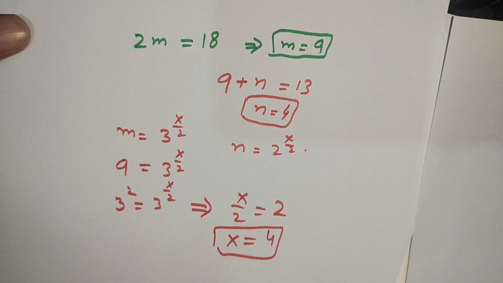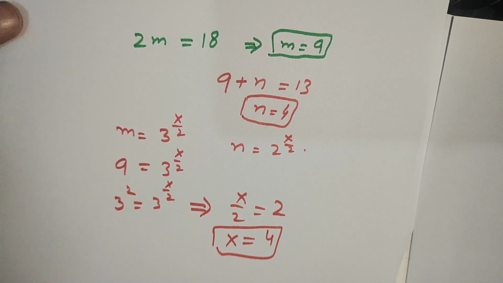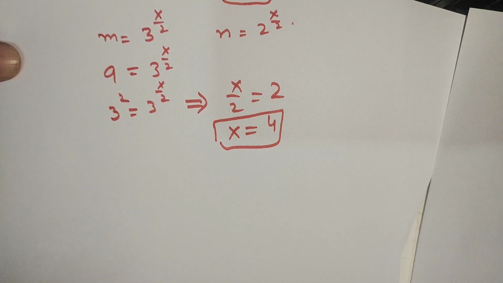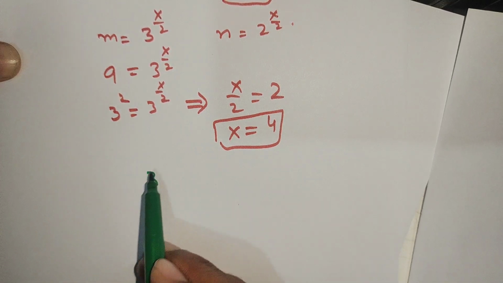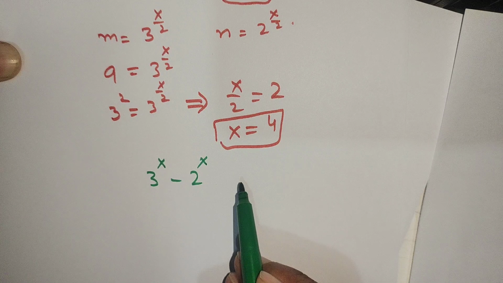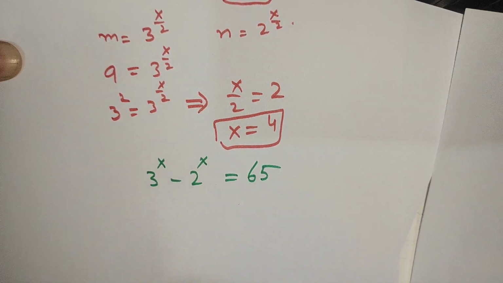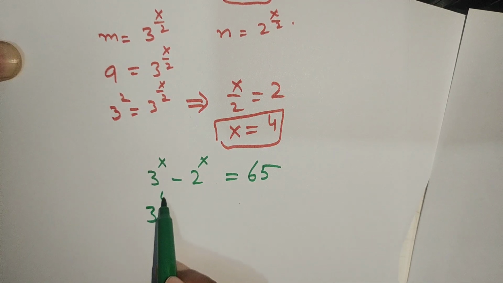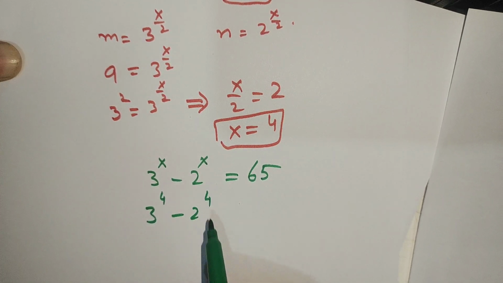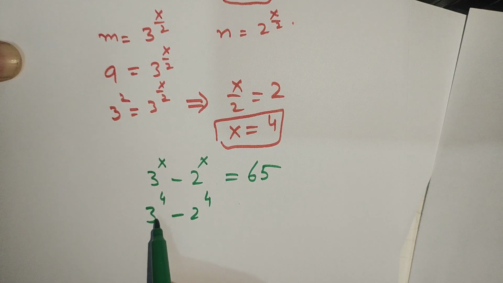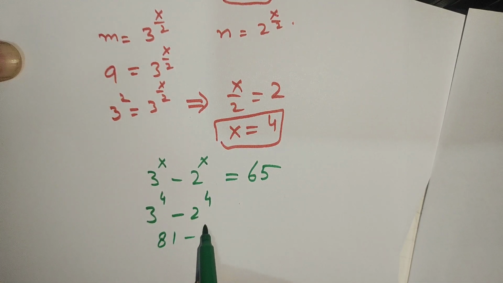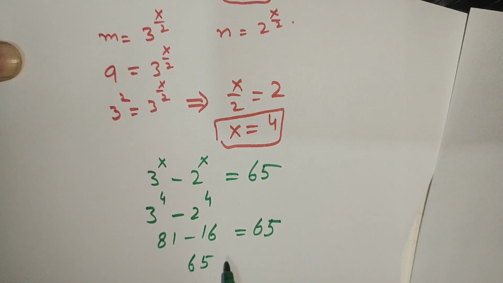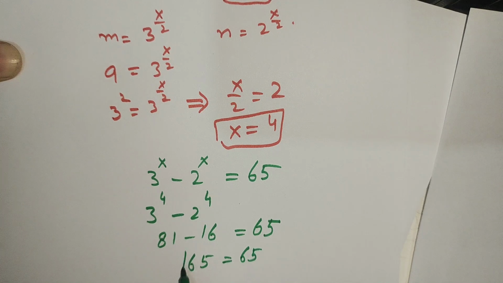Now, by verification: in order to verify, what was our original problem? The original problem was 3 raised to power x minus 2 raised to power x is equal to 65. By putting the value of x here, we have 3 raised to power 4 minus 2 raised to power 4, which is 81 minus 16, and we simply get 65. So 65 is equal to 65. So our answer is verified.